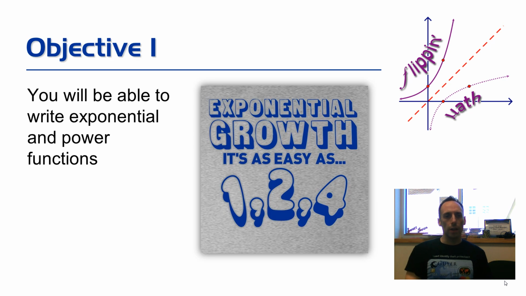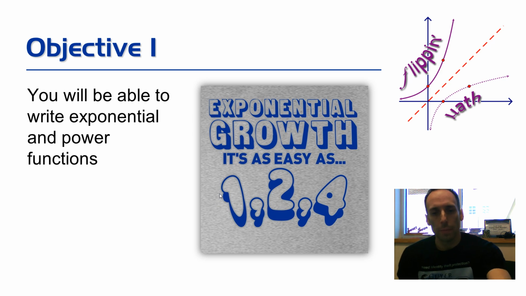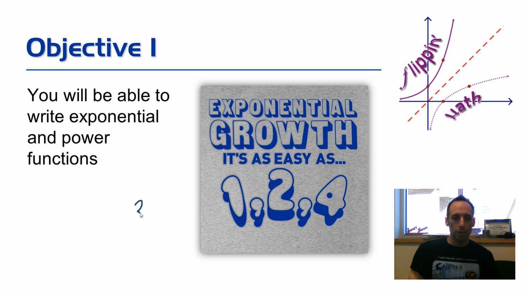Let's look at the objective slide. Being able to write exponential and power functions. The image there is taken from a joke t-shirt. Exponential growth, it's as easy as 1, 2, 4. Well, somebody doesn't know how to count, right? Except they do. What this is saying is basically the equation y is equal to 2 to the x, because 2 to the 0 power is 1, 2 to the first power is 2, and 2 to the second power is 4. Exponential growth.